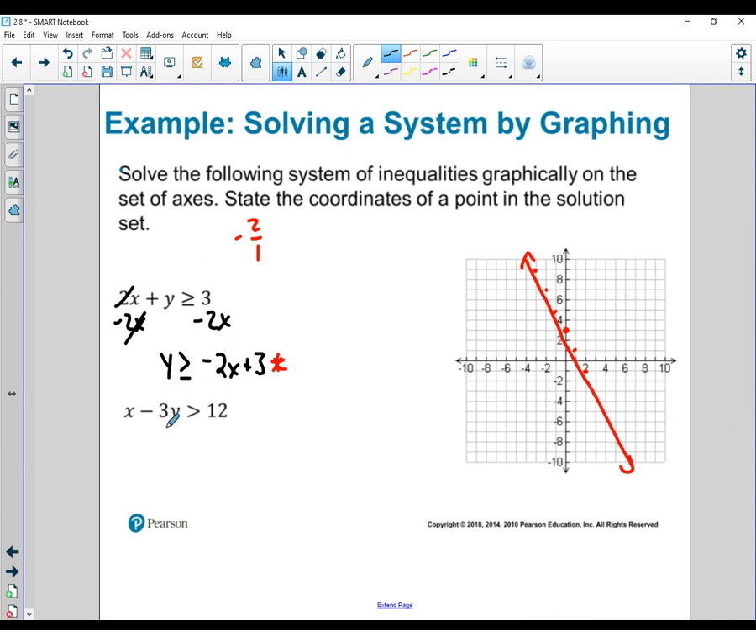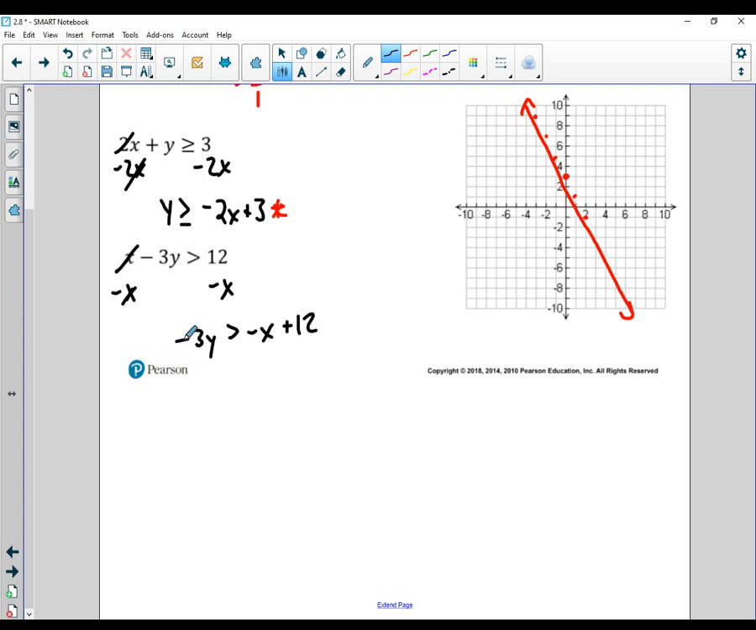And then we have the same problem with this other one. Y is not by itself. There's a couple different ways to solve for y. I'm going to go one way, subtract that x over, so we get negative 3y is greater than, and I'm going to put the negative x first, plus 12. And now negative 3 is in the way, so I'm going to divide by negative 3. When I divide by negative 3, I have to divide everything by negative 3.